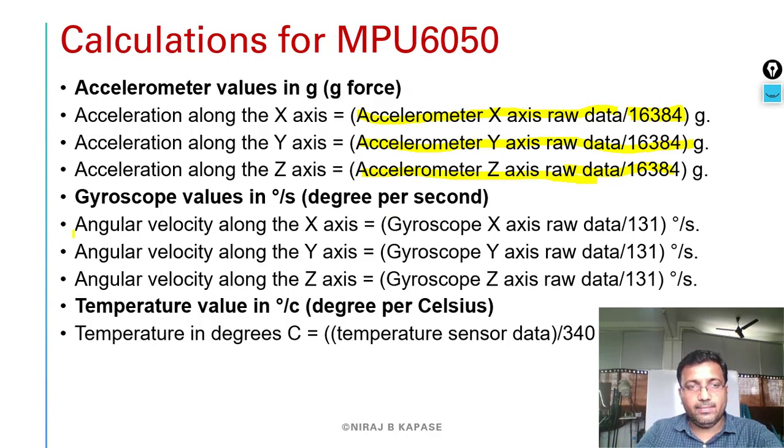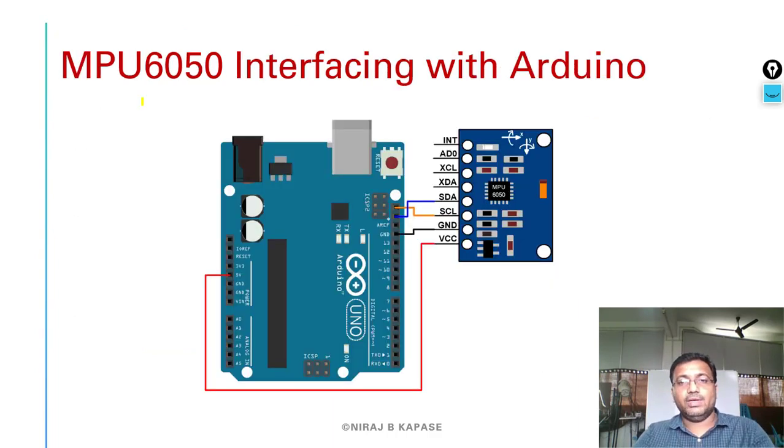Similarly, there are equations for getting the gyroscope values. Angular velocity of the x-axis is equal to the gyroscope x-axis raw data divided by 131 degrees per second. For temperature in degrees centigrade, we take the temperature sensor data divided by 340 plus 36.53 degrees centigrade. Okay, so this is the connection diagram. Only two lines are required, SDA and SCL. I have connected SDA and SCL to the I2C of this Arduino Uno, and then ground and VCC are connected.